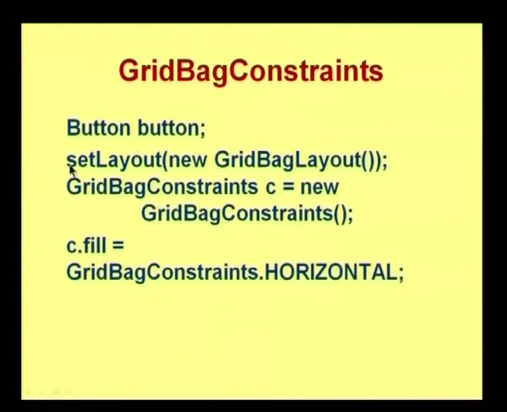Before setting up the constraint, first we have to create a grid bag layout. The grid bag layout is given as the parameter to your frame, so this code could be included inside a frame. With set layout, I am setting the layout of the frame to be grid bag layout, and then I am creating a grid bag constraint. I am trying to fill it, so inside fill I say GridBagConstraints.HORIZONTAL. We have already seen the use of fill. It is going to fill the components in the horizontal fashion.